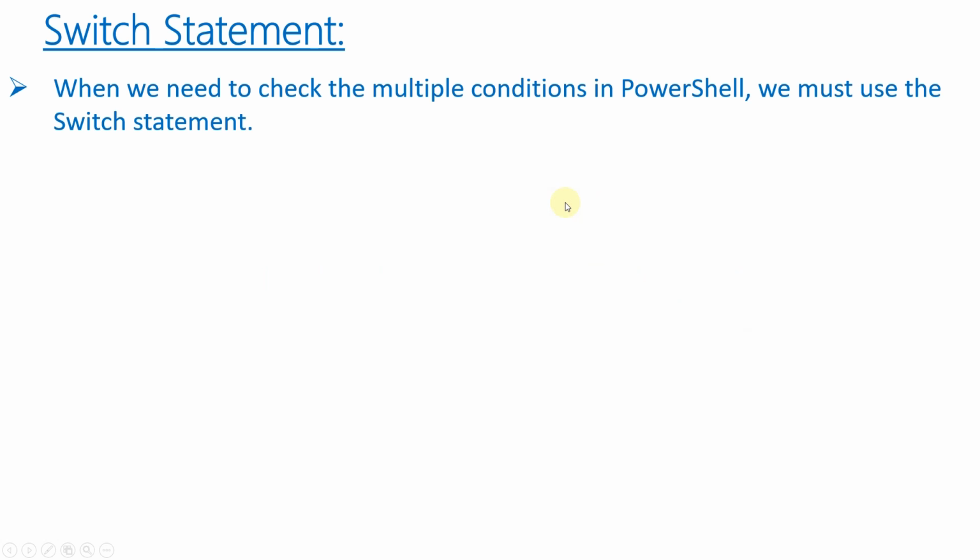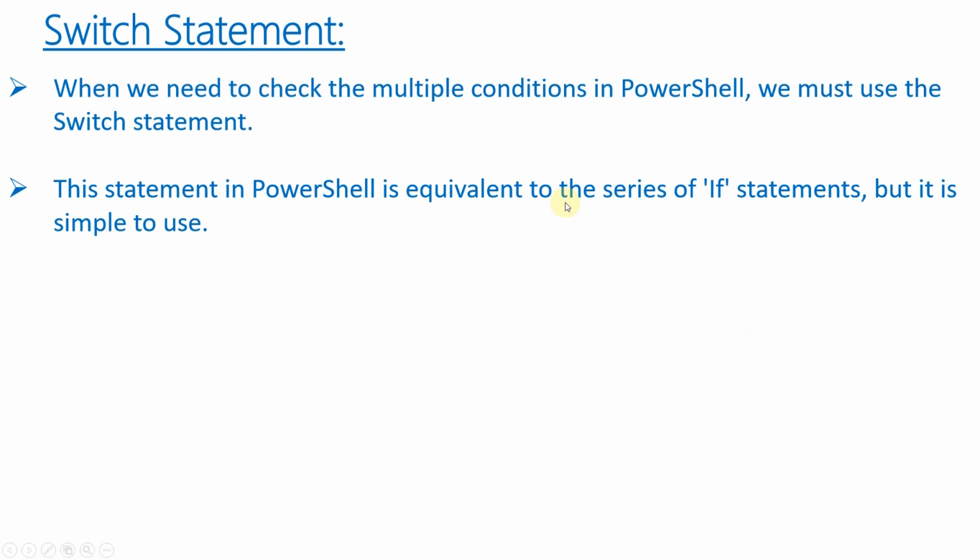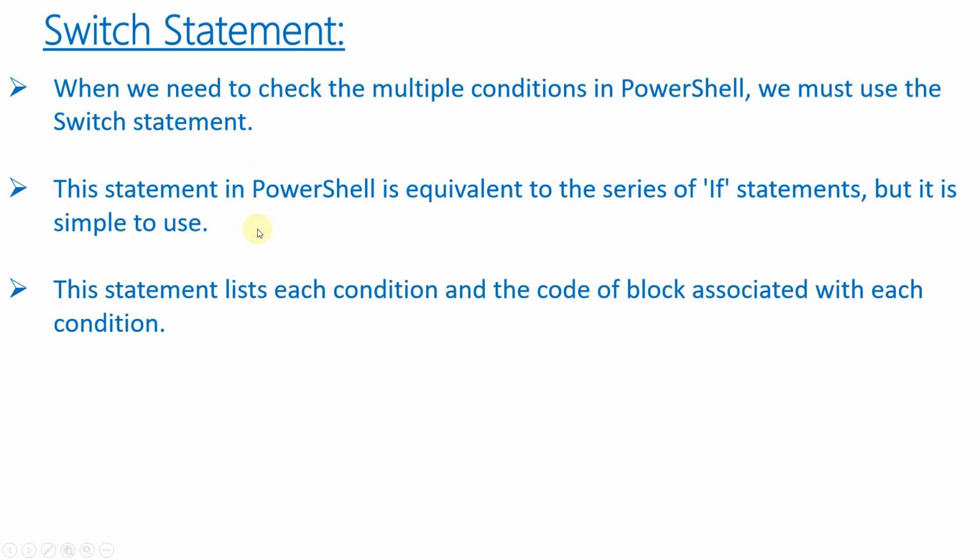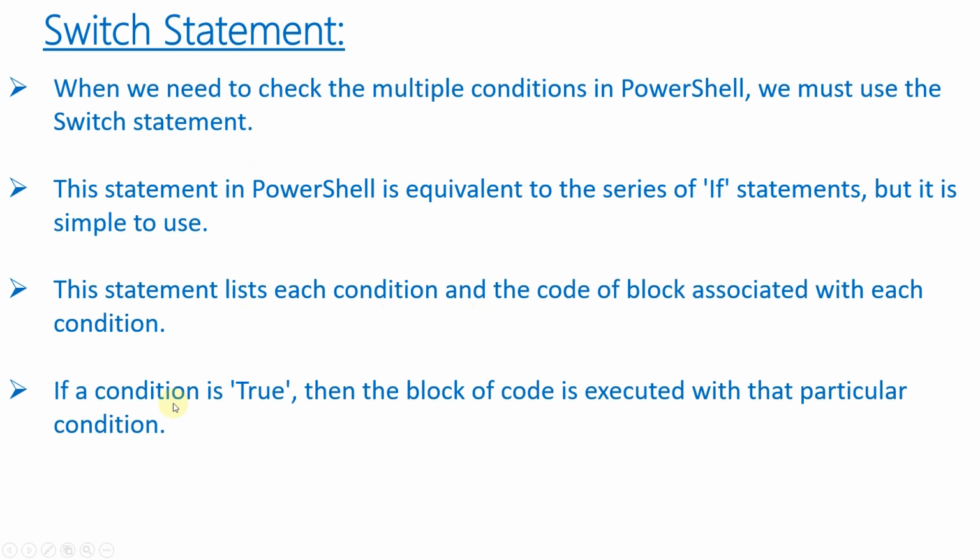So the question is, when should we use a switch statement? If we have multiple conditions, in that case we should use a switch statement. A switch statement is equivalent to a series of if statements, and compared to an if statement it is simple to use. In a switch statement we will see a list of conditions, and with each condition there will be a block of code associated with it, and whichever condition is true, that particular block of code will be executed.